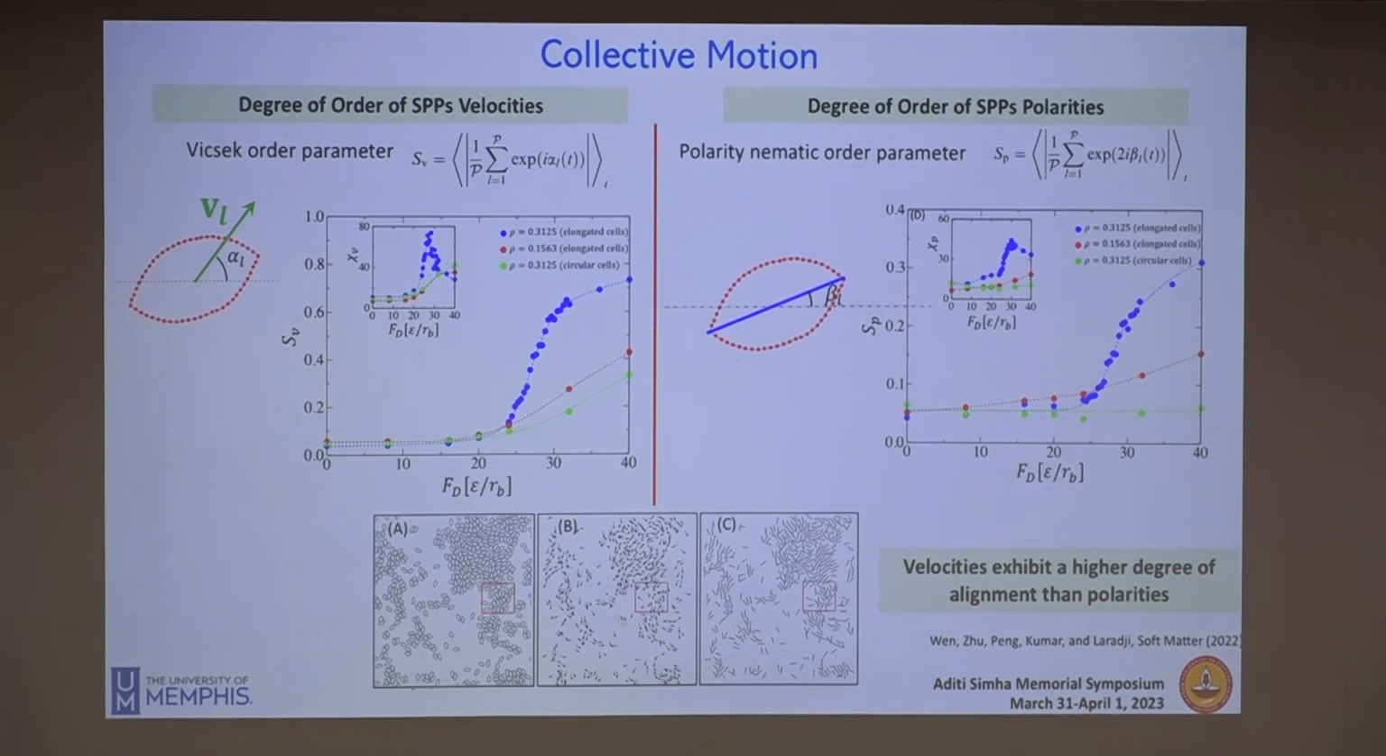And we also looked, of course, at the ordering of the velocity field as well as the nematic field, that is the polarity field. And one sees that there is, of course, order induced in both when there is collective motion, but the order of the velocity field is actually quite high, more than 2 times that of the nematic field. So there is order, but there is a higher alignment of the velocities of the self-propelled particles than of their polarities.